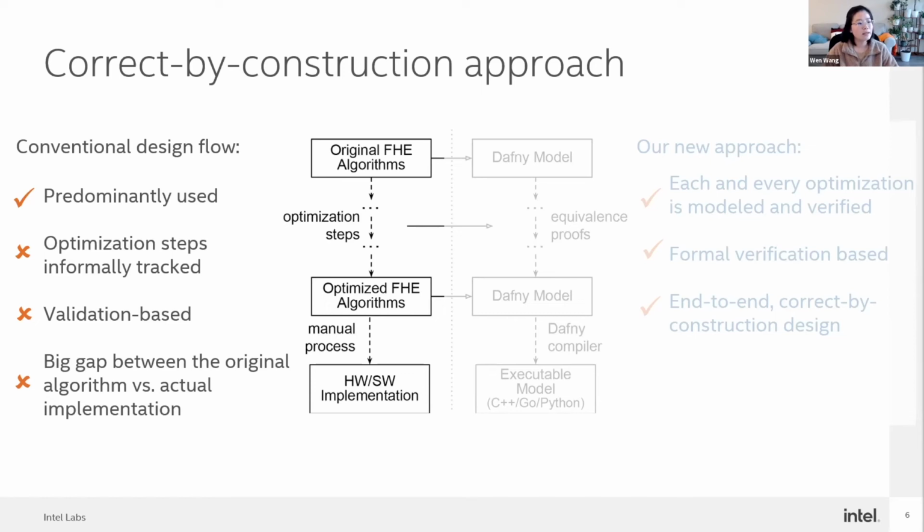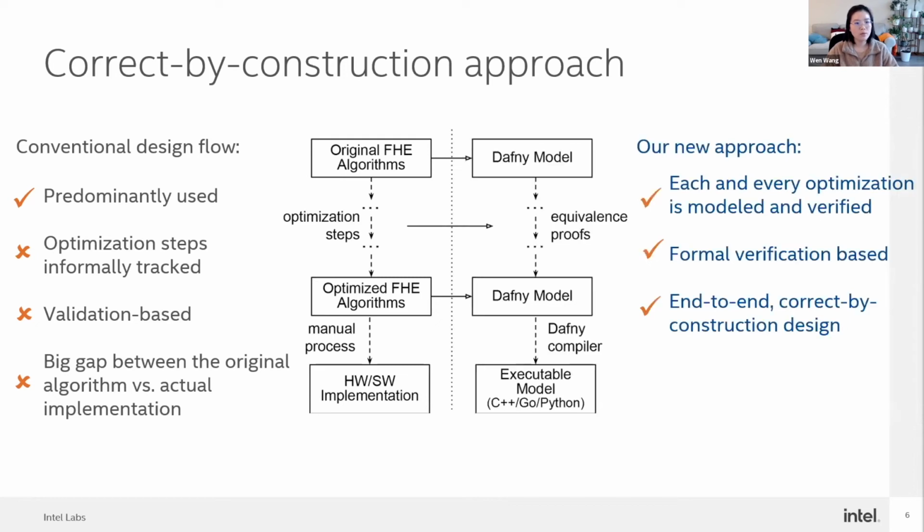So in the end, it will lead to a pretty big gap between where we start from, which is the baseline algorithm, versus what we actually put on our system, which is the actual implementation, right? And why can this be problematic? Just imagine you run your implementation and all of a sudden something breaks. It's very hard for you to trace back and understand where it went wrong specifically. That's why we want to propose our new end-to-end, so-called correct by construction approach.